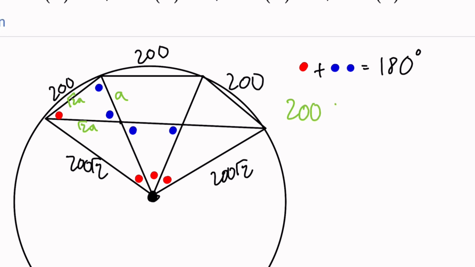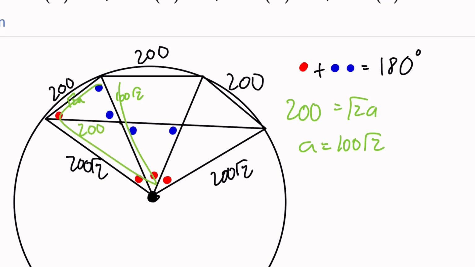So 200 equals root 2A, A equals 100 root 2. And so root 2A equals 200. So this is 200, and since this and this are symmetrical, that means this length is also 200, right? And since this is 100 root 2, but the whole thing is 200 root 2, that means this thing is 100 root 2, right? And since this is also similar, that means this is 1 to root 2. That means this middle length is 100.